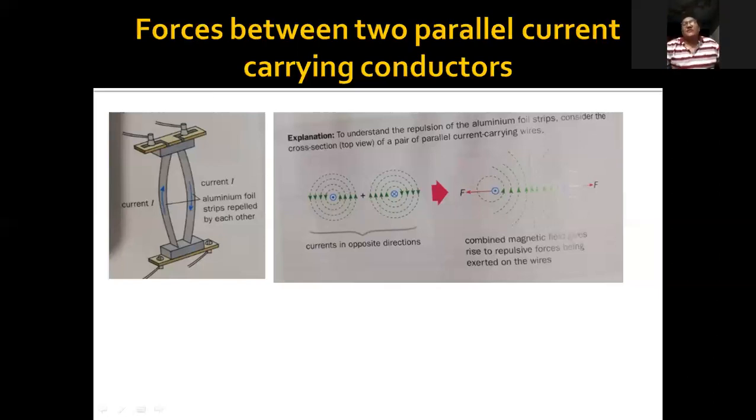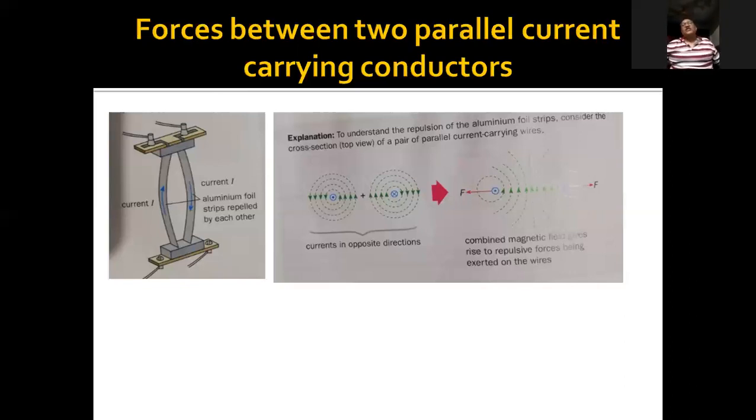So when you put them close to each other, what happens? In the middle, the direction of the magnetic lines due to conductor 1 and due to conductor 2 is the same. So in the middle, the magnetic field will become very strong, stronger than the magnetic field on this side and on this side. In the middle, the magnetic field lines are very close to each other, and the magnetic field is very strong. On the sides, the magnetic field is weak.